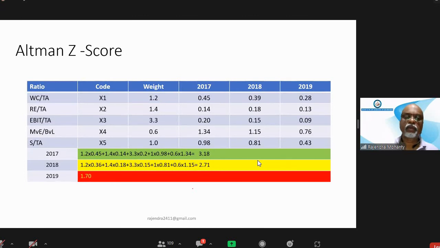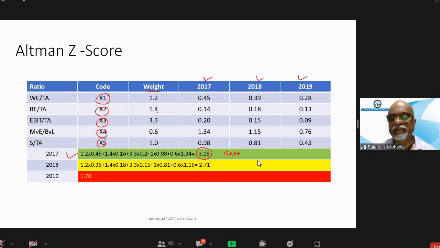I'll show you. The question will be given this way: for a 3 year period, I have taken the data, say 2017, 18, 19 of any concern, where these are the ratios, these are the values of the ratios, and this is the constant, or weight, we have to multiply with. So multiplication of x1 with this one, x2 with this one. I have calculated all the things. For 2017, I have got a result of 3.18. So 3.18 is more than 2.99, so this falls under the safe zone.